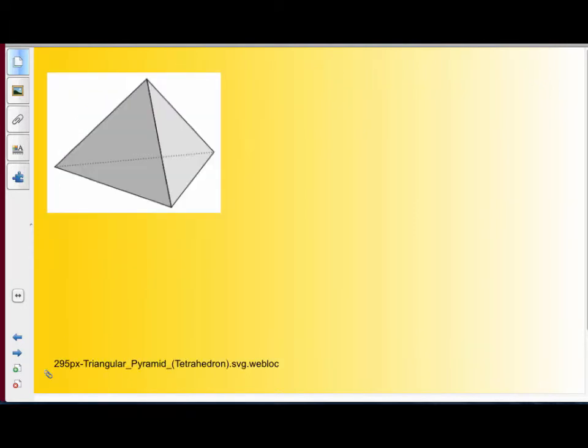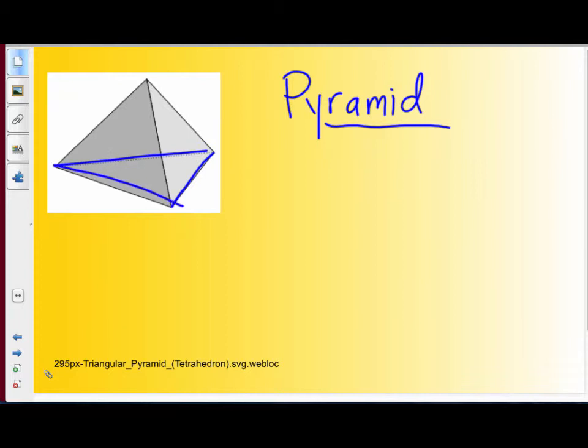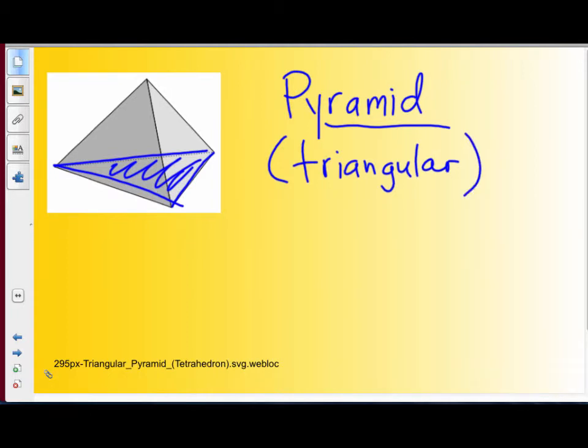Let's have a look at another shape. This is what we would call a pyramid, but what sort of pyramid is it? Have a look at the base. Pyramid, that's how you spell it. Have a look at the base in order to tell. What's the base of this pyramid? Can you see this? The base is a triangle, so we'd actually call this a triangular pyramid. Triangular pyramid. Okay, quite important.